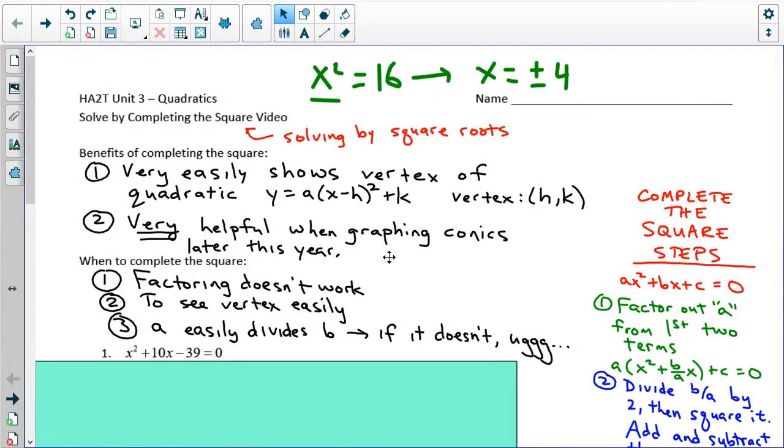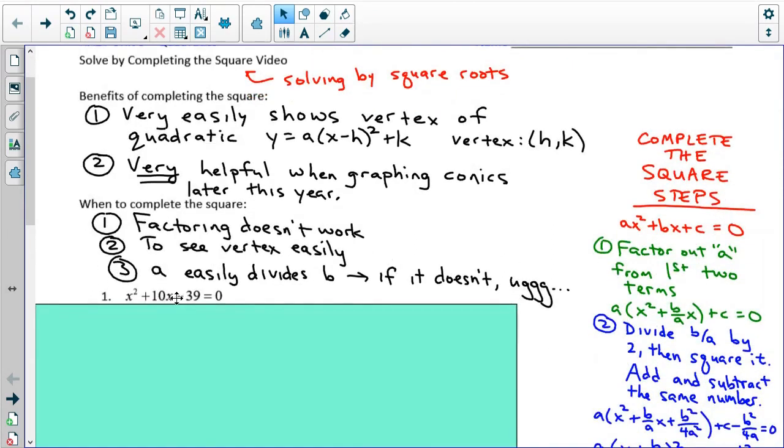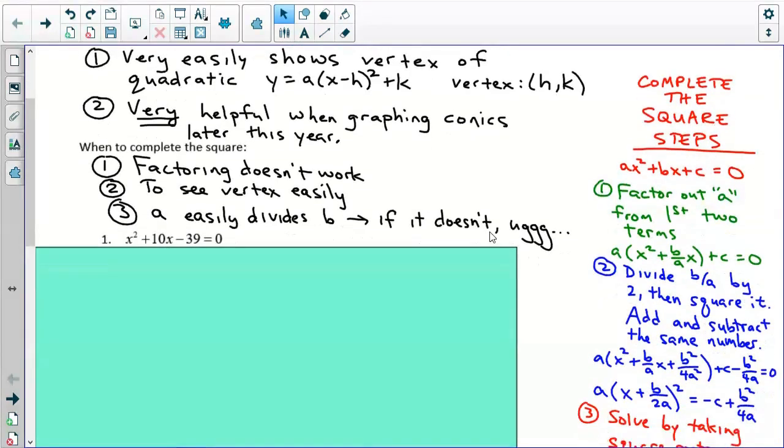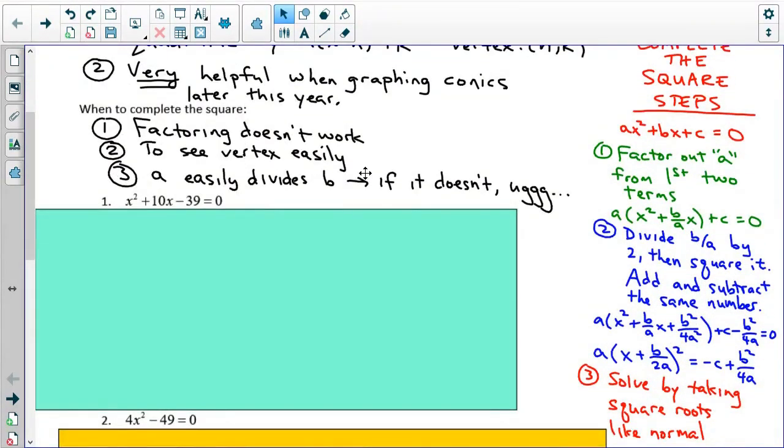But a lot of times, getting something into this mode by completing the square isn't exactly the easiest thing. And if a doesn't easily divide b, and when you have b divided by a, it isn't an even number, a lot of times this can get pretty nasty. So complete the square to see the vertex easily, or if factoring doesn't work. And if a easily divides b and b over a is even, that's actually not a bad time to do it.